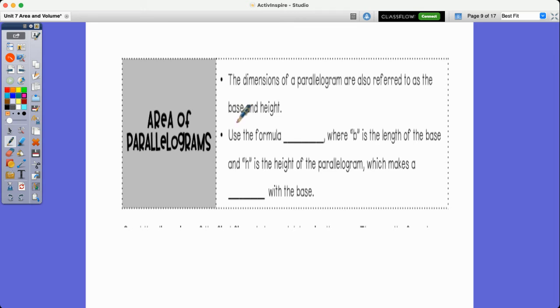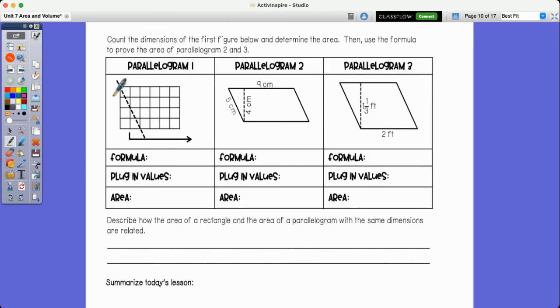The dimensions of a parallelogram are also referred to as the base and height. We're going to use the formula area equals base times height, where b is the base, and h is the height of the parallelogram, which makes a 90-degree angle with the base. The difference is we have to look at these a little differently because they're not rectangles. But I can cut off this piece and slide it over here, and that is how we make our parallelogram.